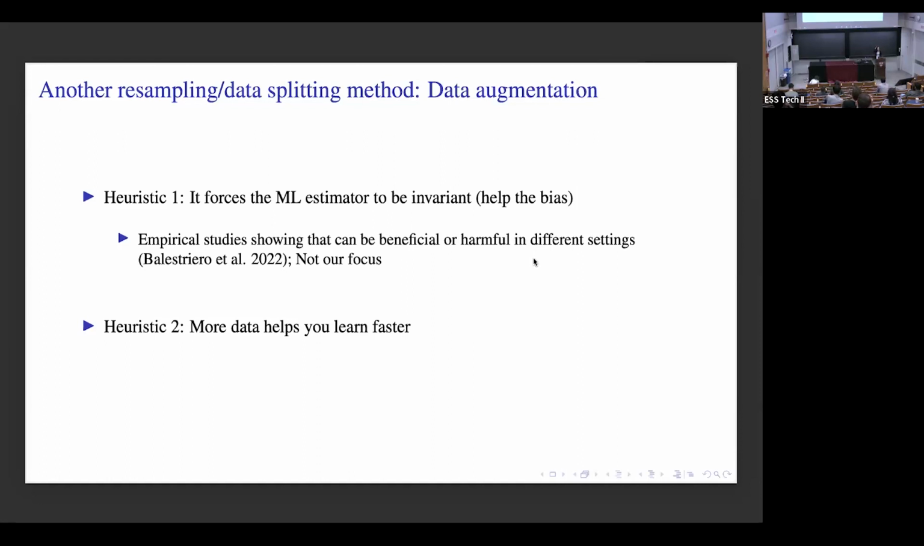Yeah, so this has been studied notably in many different empirical studies, and it has been shown that data augmentation sometimes helps and sometimes hurts in choosing some type of invariant network. And the second heuristic for how it might help is that more data shouldn't hurt. Having more data might help your statistical learning, especially if your augmented data has the same distribution as your original data. And this is more the second heuristic that we were interested in studying.